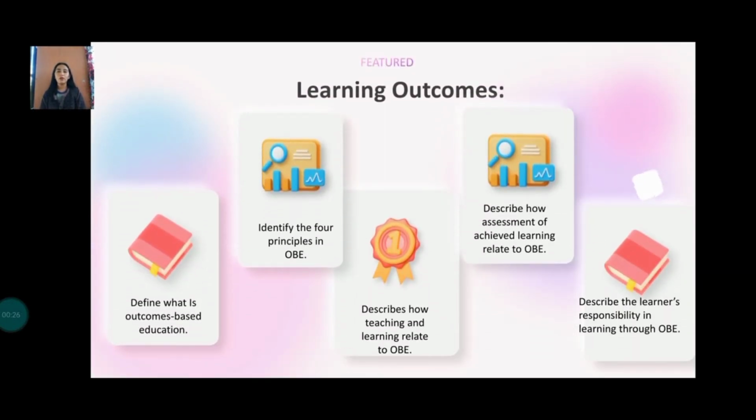First is to define what is outcomes-based education, identify the four principles of OBE, describe how teaching and learning relate to OBE, describe how assessment of achieved learning relates to OBE, and lastly, describe the learner's responsibility in learning through OBE.